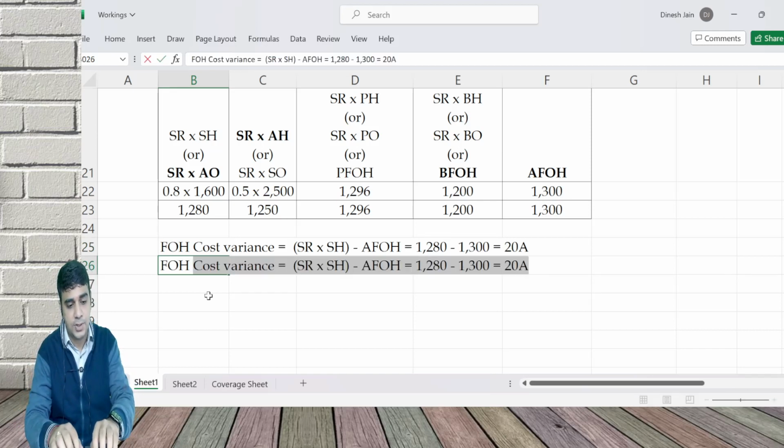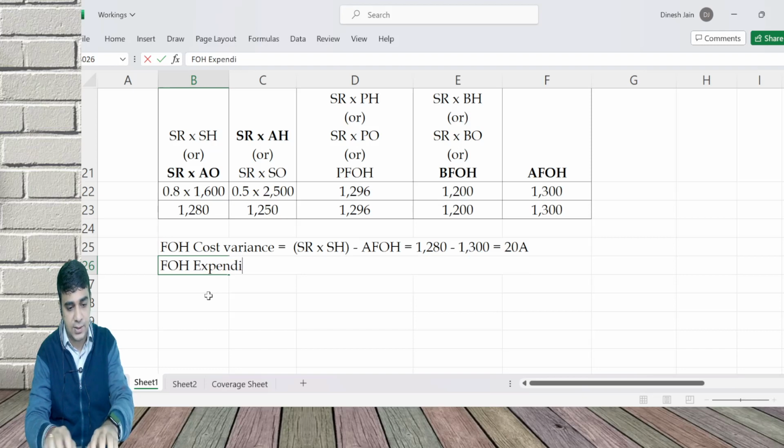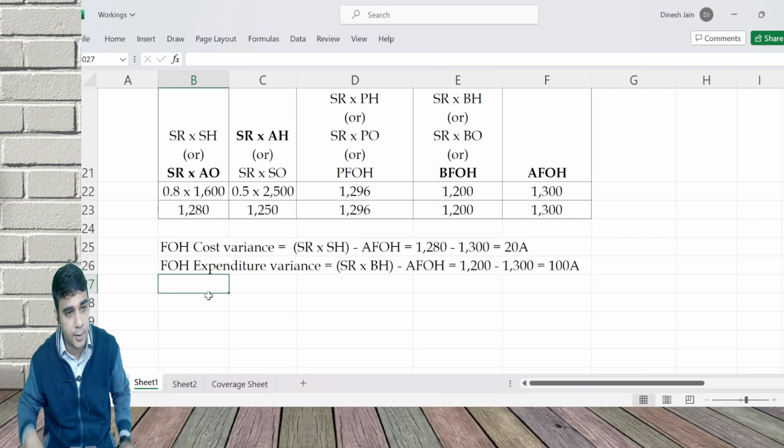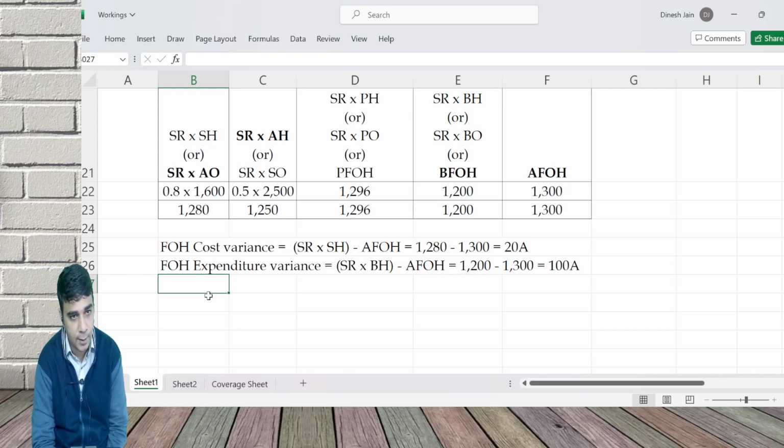Then FOH expenditure variance. Look at the chart and tell me the formula. SR into BH minus AFOH. 1200 minus 1300. 100 adverse. FOH expenditure 100 adverse. Formula has to come from the chart only. FOH expenditure 100 adverse.